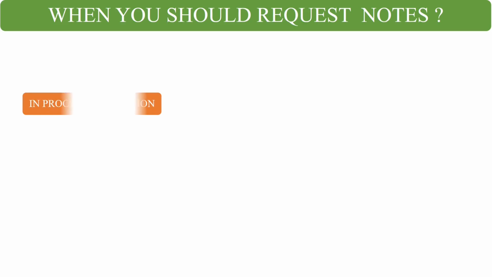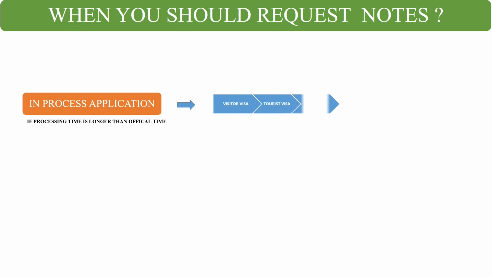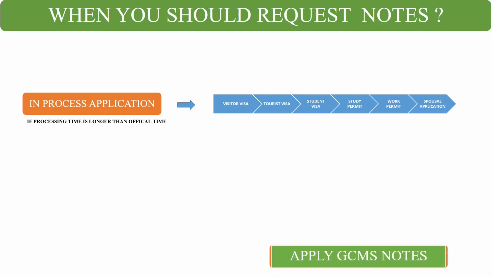Generally, there are two scenarios in which you can apply for GCMS notes. First is an in-process application. If you have submitted an application to IRCC and it is taking longer to process than the official time, for example a visitor visa, tourist visa, student visa, study permit, work permit, or spousal application, then you can request GCMS notes to have details about your application. Second is application refused.